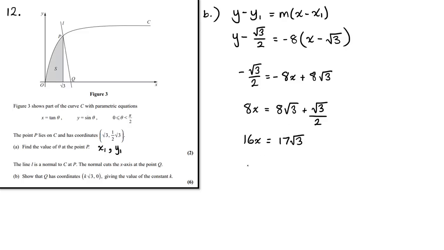And then finally we just want x here, so we divide it by 16. So x is equal to 17 root 3 all over 16 there. Okay, and that's our x coordinate. So notice we've got the root 3 here. So what's the value of k? Well, in this case, k is equal to 17 over 16. Okay, that's our coefficient there. That gives us the value of k there, gives us the solution to part B, and the solution to question 12 overall.